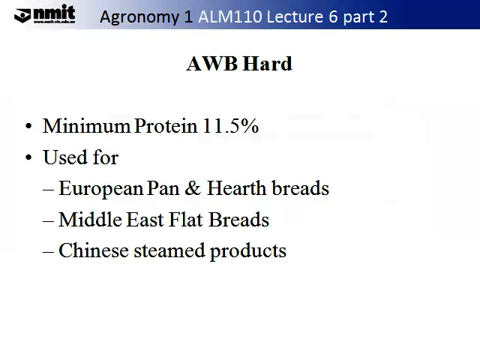A slightly lower grade is hard grain. This has a minimal protein of 11.5%. It is used for the European pan and hearth breads, Middle East flatbreads and Chinese steamed products market.